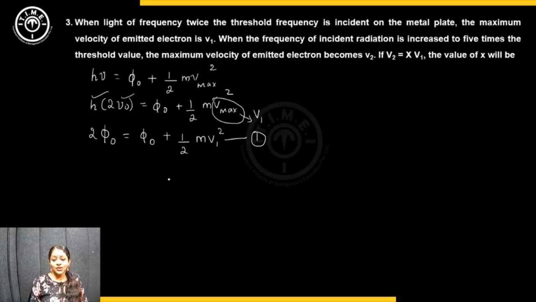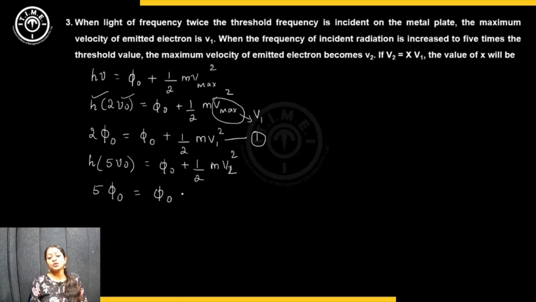In the same way, you can form equation number 2 for the second case. In the second case, it is given that the frequency of incident radiation is increased to 5 times the threshold value. So in place of nu, you have to substitute 5 nu 0. And at that time, what is the velocity of the emitted photoelectrons? It is v2. So here also in place of h nu 0, we can substitute phi 0. So you will get the second equation as 5 phi 0 is equal to phi 0 plus half m v2 square, that is equation number 2.